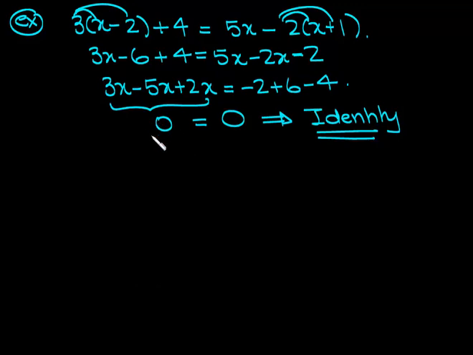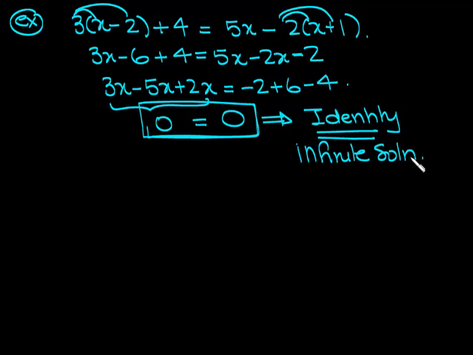So anytime you're solving an equation and you end up with 0 is equal to 0, you really, in essence, end up with infinite solutions, because any value of x will work, any real number for x will work, and we call something like that an identity. Okay, so let me write those things down for your benefit.